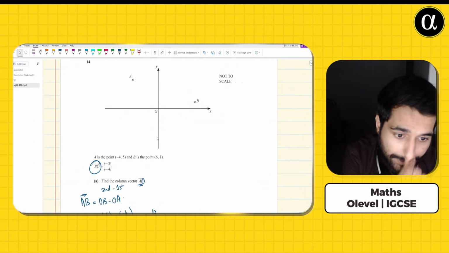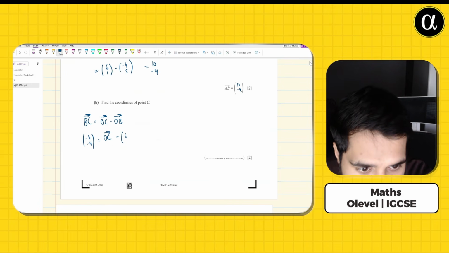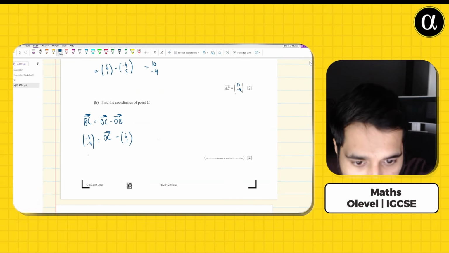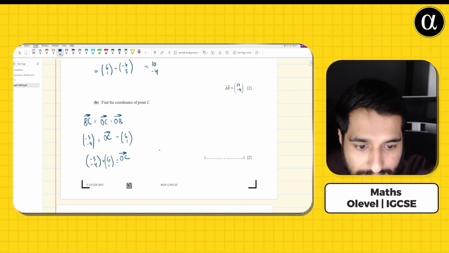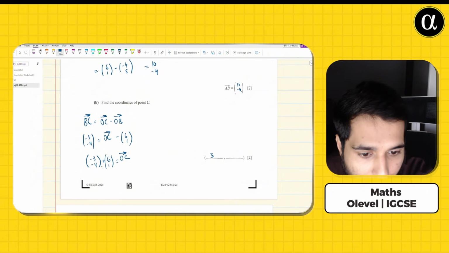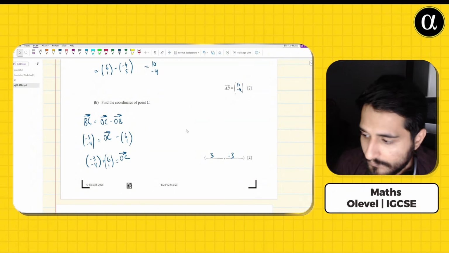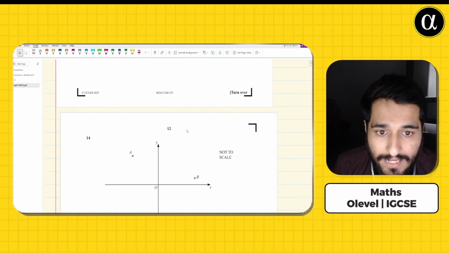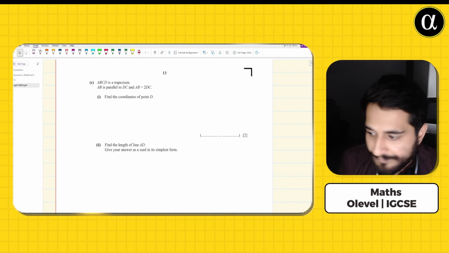Do we have the coordinate of B? Yes, we do. That's 6 and 1. So this vector would be added on the other side: minus 3, minus 4, plus 6 and 1, that gives us OC. The value for OC would be minus 3 and 6, that gives me 3, and minus 4 and plus 1, that's going to give me minus 3. Right? Now, if we have a look at the next part, what does it say?